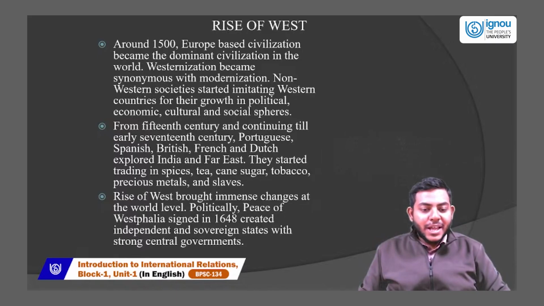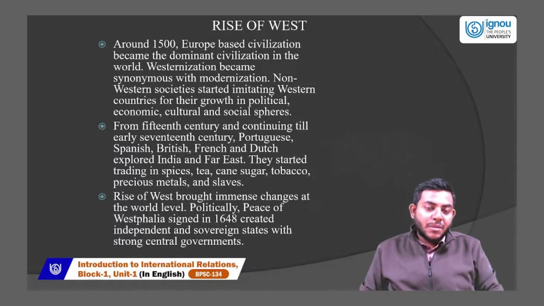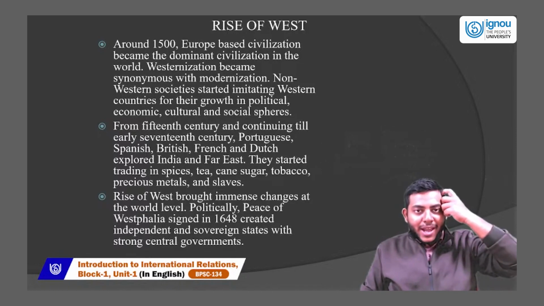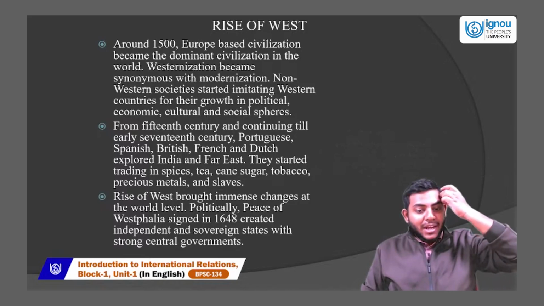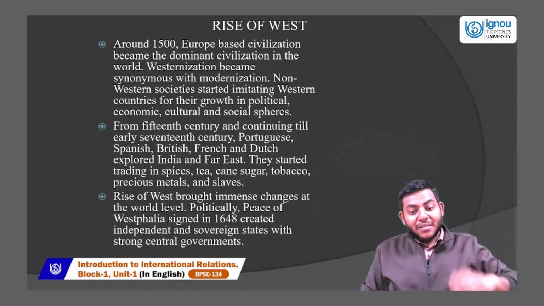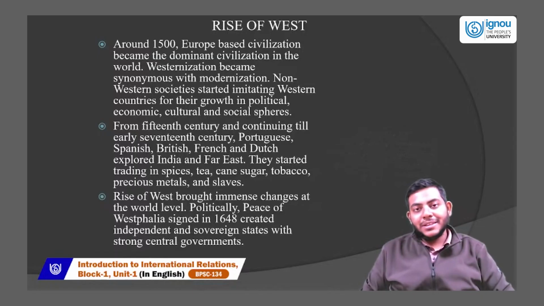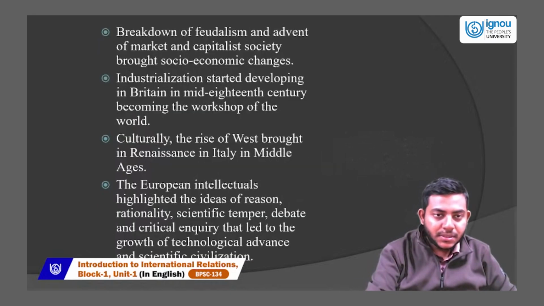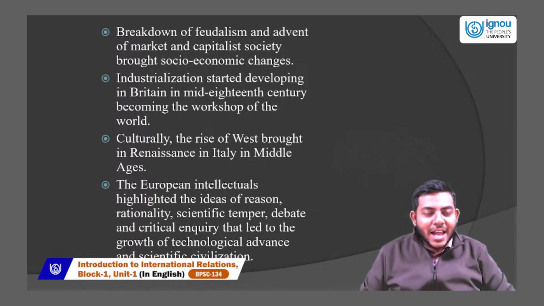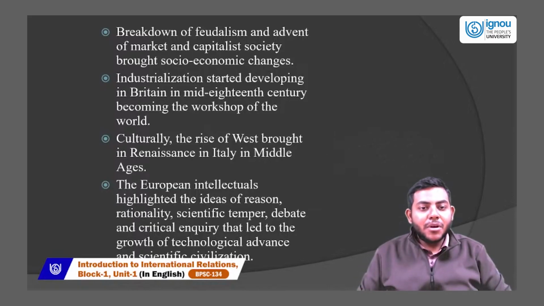Politically, the Peace of Westphalia, which is also called the Treaty of Osnabrück and Munster, was signed in 1648 to end the 30 Years' War. It created independent and sovereign states with strong central governments. The 30 Years' War was, of course, fought between Catholic states and Protestant states in Europe. The breakdown of feudalism and the advent of market and capitalist society brought socio-economic changes. Industrialization started developing in Britain in the mid-18th century, making it the workshop of the world.